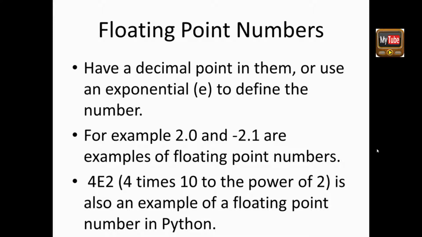And floating point numbers is the other number type we're going to be concerned with right now. So floating point numbers have a decimal point in them, or they can use an exponential e to define the number. So for example, 2.0 and -2.1 are examples of floating point numbers. Also 4e2, either capital E or lowercase e, is an example of a floating point number in Python. And all that means is 4 times 10 to the power of 2. We'll mainly focus on those 2.0 and 2.1 type of floating point numbers, the ones with decimal points in them. Okay, so let's go ahead and hop back to the code.